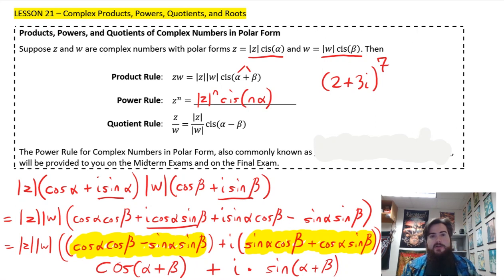It is far faster to do this in complex polar form, and if you need in rectangular, then to convert back. The power rule for complex numbers here in polar form, we do call it the power rule, but it is sometimes also known as De Moivre's theorem. So it has multiple different names.